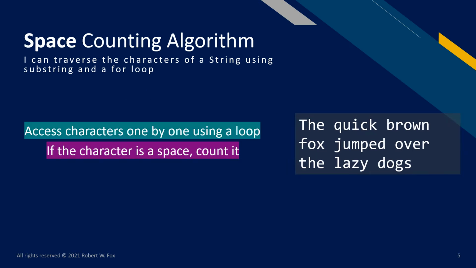The algorithm we're going to use has two steps. First, we're going to access each character of the string one by one using a loop. And then for each of those characters, we're going to examine it and see if it's a space. If it's a space, we'll count it. Now that we know what the algorithm is, let's unpack it and see how we can put it into code.